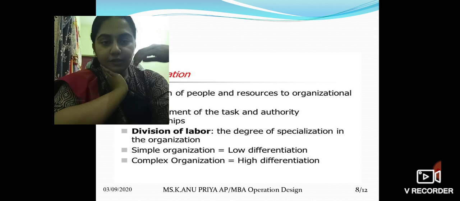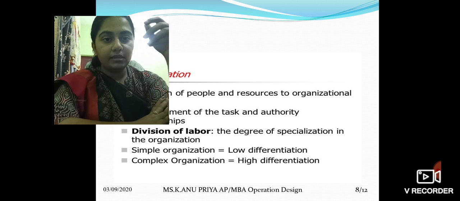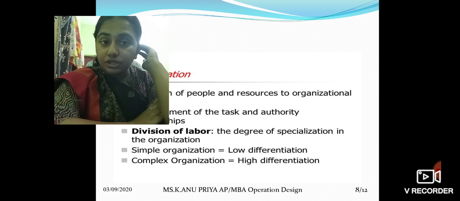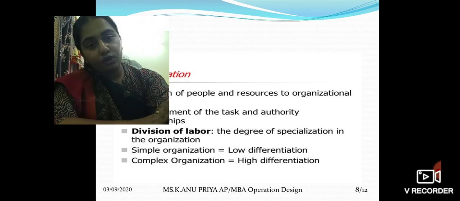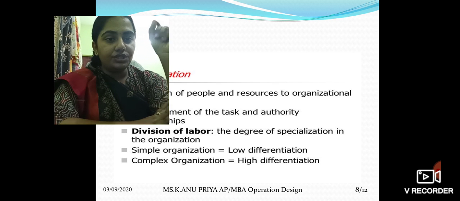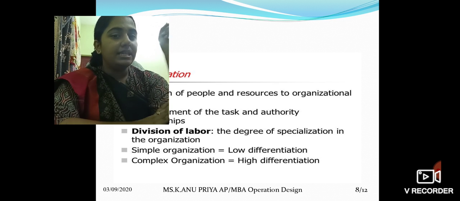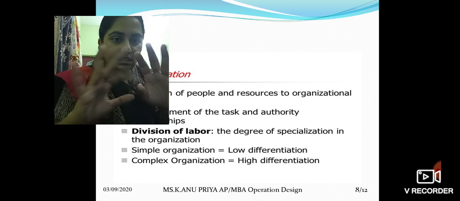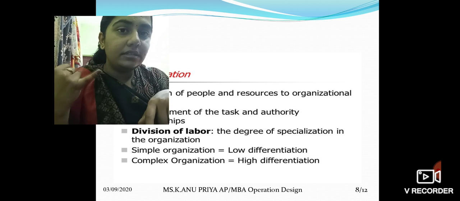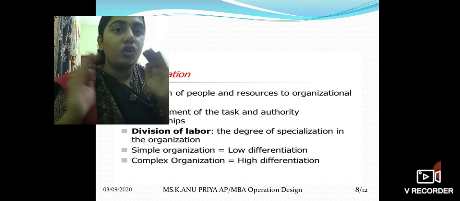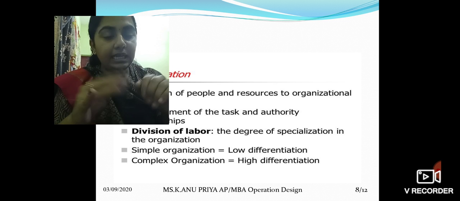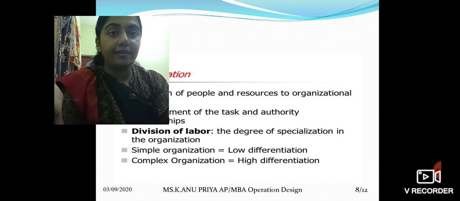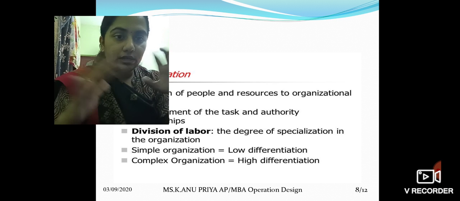Okay, can a salesperson work in the production conversion sector? No, he cannot work there. So the right person should be fixed to the right spot. So simple organization is low differentiation. We came across three categories of organization. In that, first is simple organization, which is nothing but low differentiation. Next is complex organization, which is nothing but high differentiation, where it has many high differentiations in the organization field.